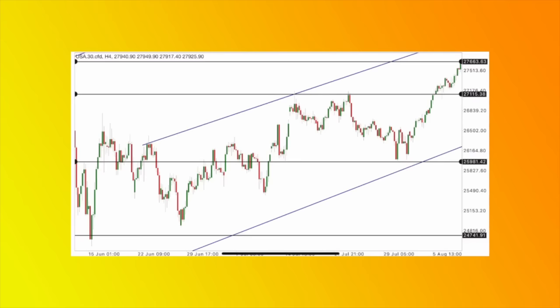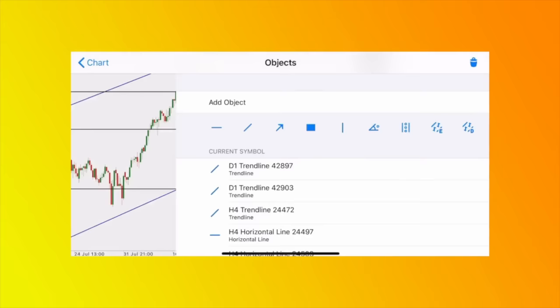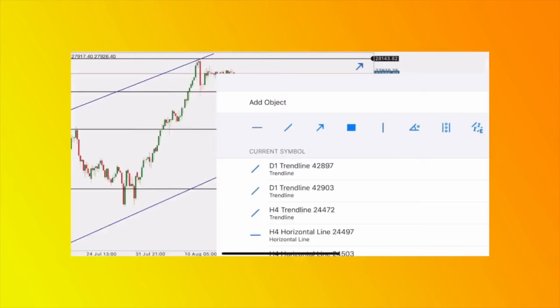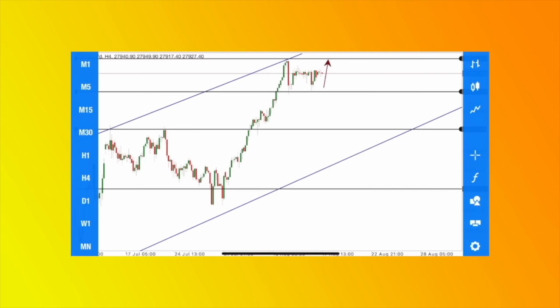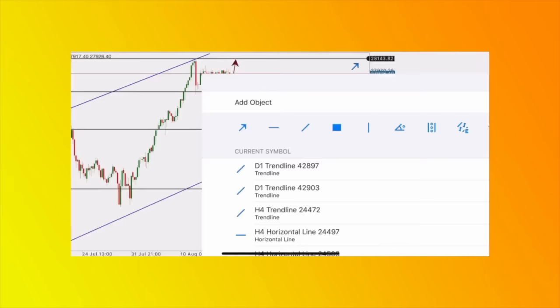Okay, all the levels have been spotted. I can already conclude by these levels that I've drawn right now that I'm actually looking for a push to the upside. And if that push to the upside happens, it's going to be retesting 28,143.32. That price, it's going to be retesting it, and then we're going to be looking for what?